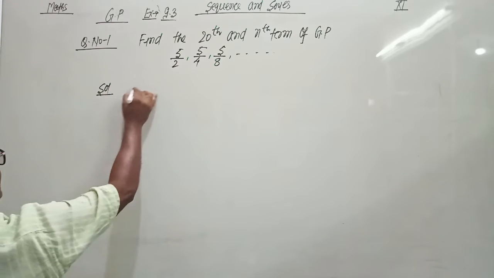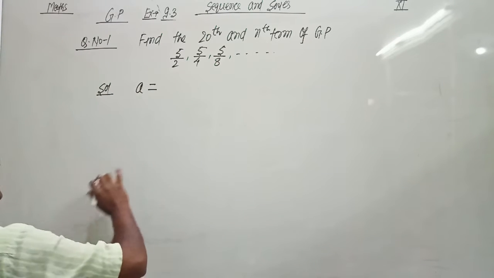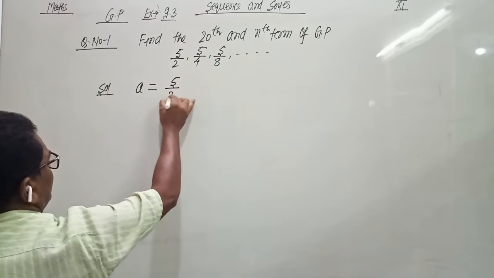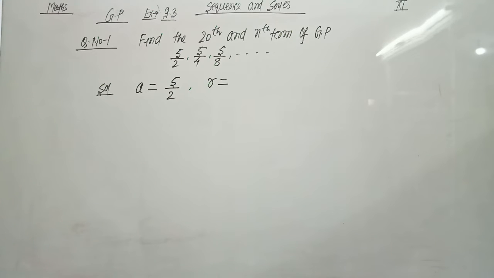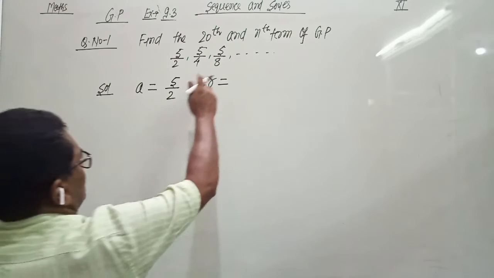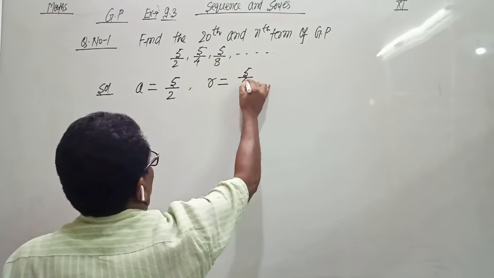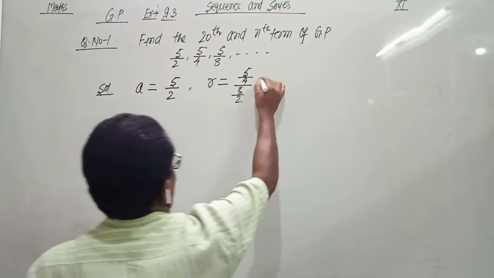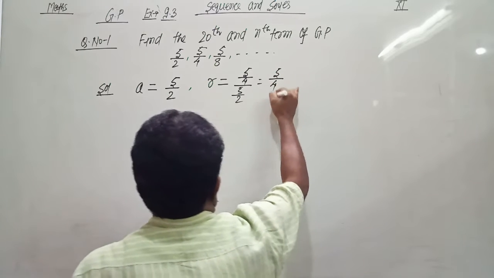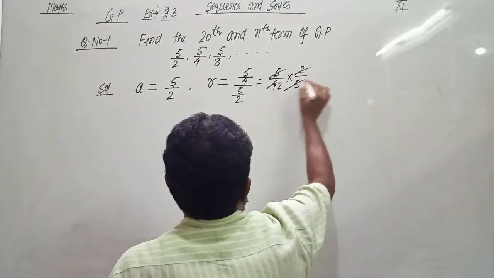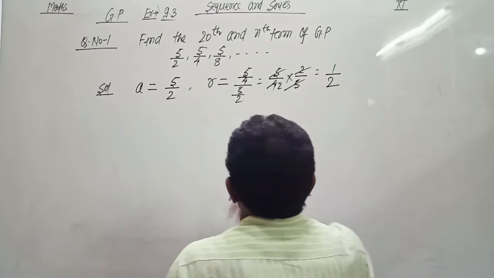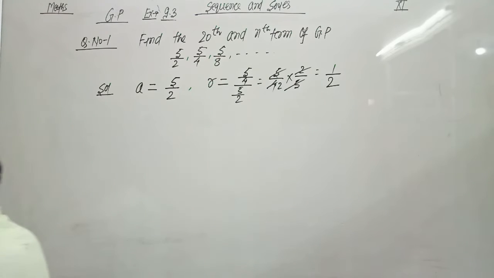So first we write the value of the first term. The first term is represented by A. A equals 5 by 2. Then we calculate the common ratio. The common ratio is found by dividing any term by the preceding term. So 5 by 4 upon 5 by 2. This would be written in multiplication form: 5 by 4 into 2 by 5. And we get the value of R equals 1 by 2.